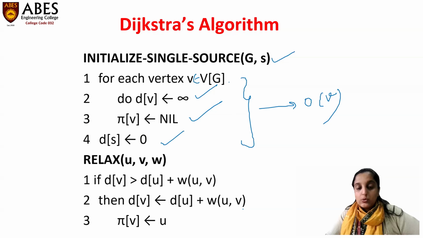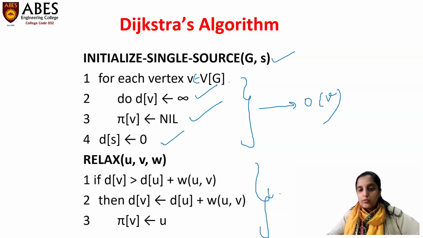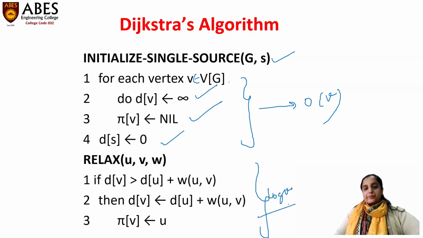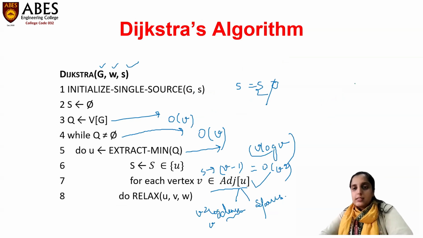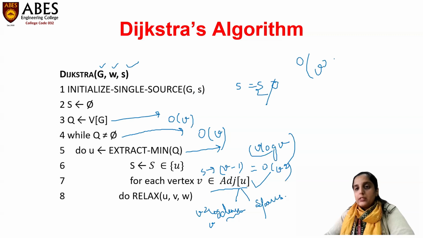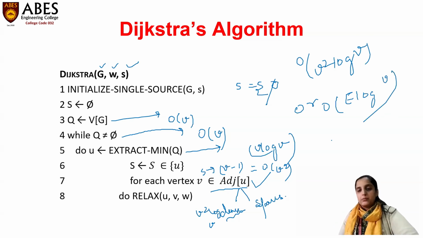This statement will be executed, and here we are performing the decrease key operation, and we know that decrease key will also take log V time. This relax function is also a nested loop, so we will run it for V square log V. Again, the complexity for Dijkstra's algorithm will be O of V square log V or O of E log V. The justification for the time complexity is the same as in Prim's algorithm.